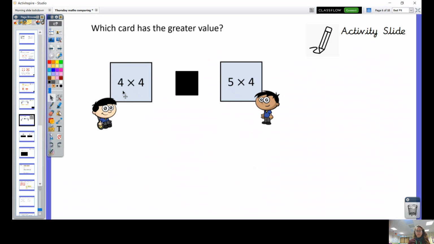Yep, so we've got 4 times 4 on this side, and we've got 5 times 4 on this side. Now straight away we can see that this boy has got more groups of 4. So we know that 4 times 4 is less than 5 times 4. So in this game, this boy has won. He has the greater card.